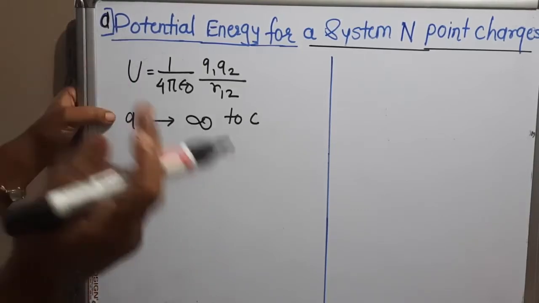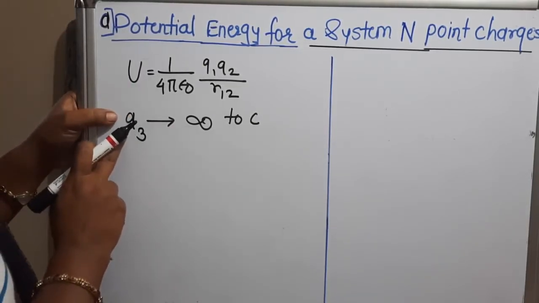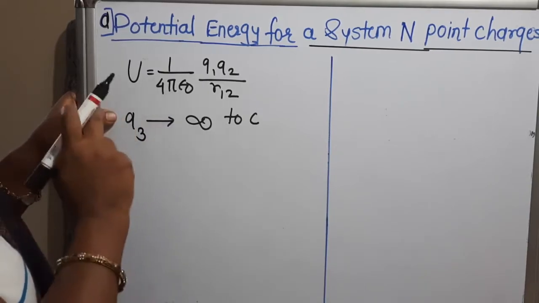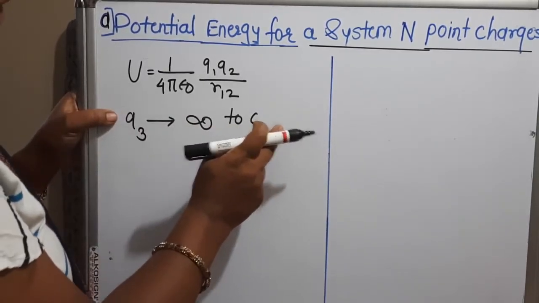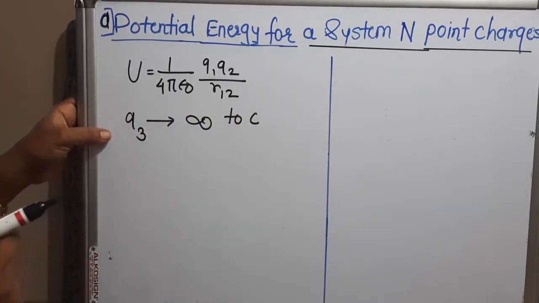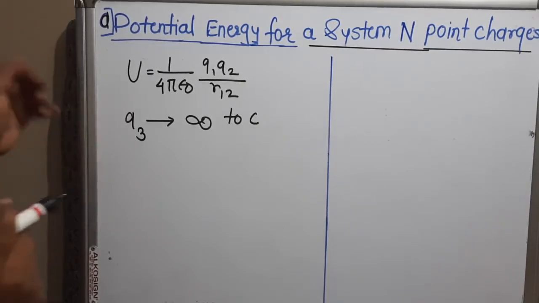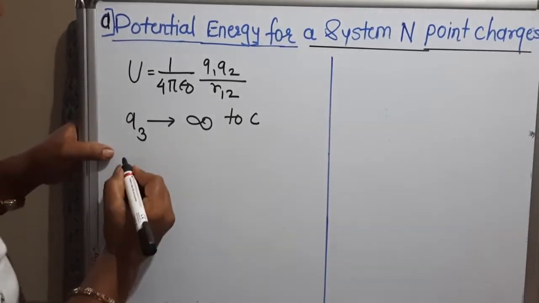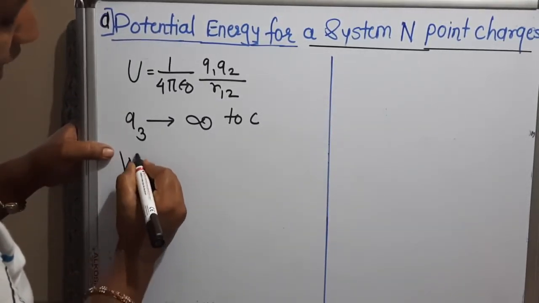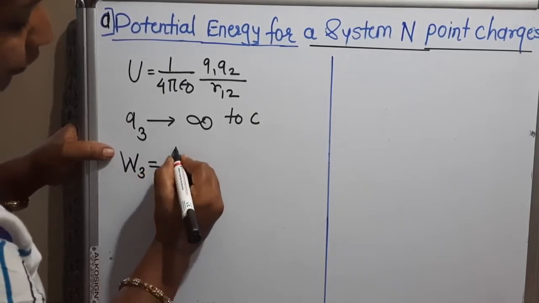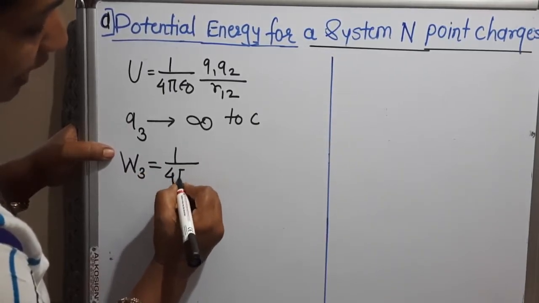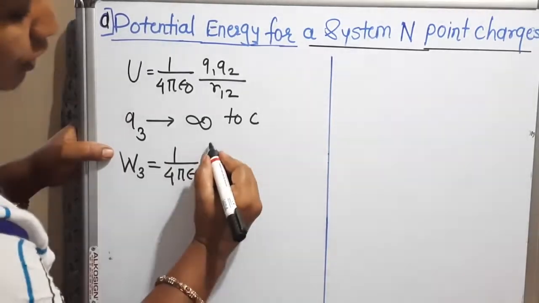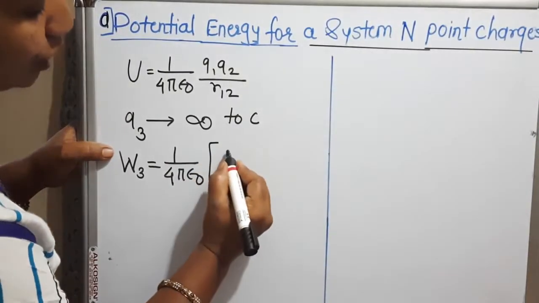Here we consider the next charge Q3, which is brought from infinity to point C. Then work has to be done against the electrostatic forces of the Q1 and Q2 charges. So W3 is equal to 1 upon 4 pi epsilon 0, and there are two charges.